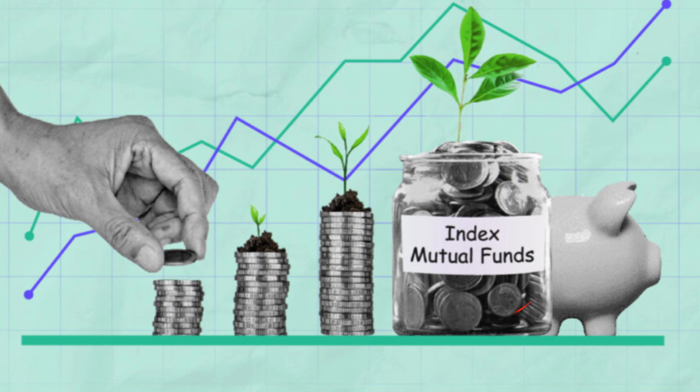And the third one is the index fund. An index fund is a mutual fund. It is a type of mutual fund. It just mirrors the index. It could be the Nasdaq, Dow Jones, or S&P 500.